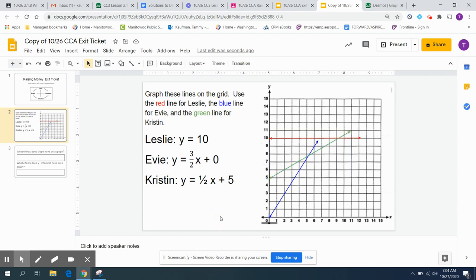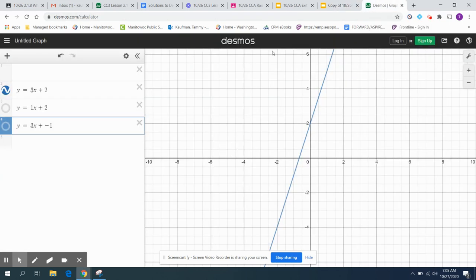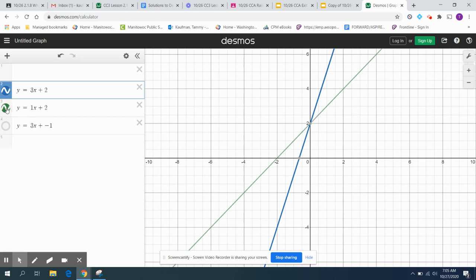The second question asked about what effects does slope have on a graph and what effect does y-intercept have on a graph. Best way to do that is to look at Desmos. So I graphed this line right here. It has a slope of 3 and a y-intercept of 2. And look what happens when I change the slope. So now I'm just going to change the m. I'm going to change it to a less number. And it changes the steepness.